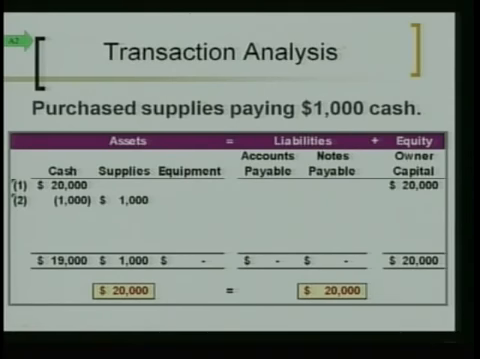No. Nothing happened over on the right side of this equation. Nothing happened over here, did it? It is all on the left side. But that has a zero net effect. So the accounting equation stays in balance, doesn't it? Understand what we're doing? Does the accounting equation remain in balance? Yes.